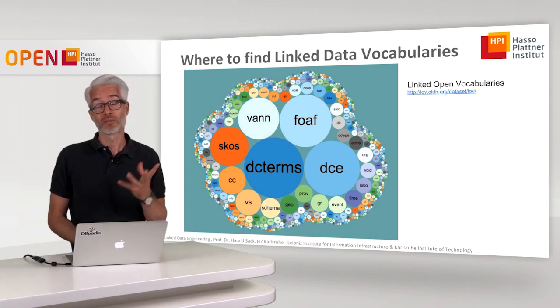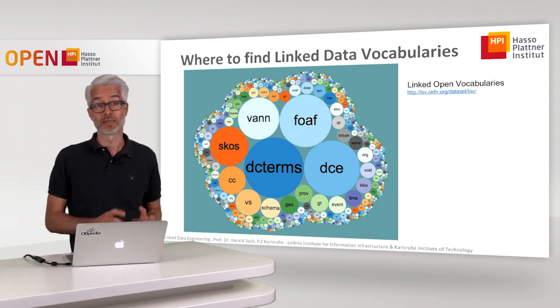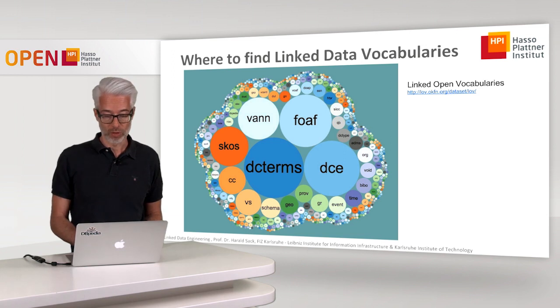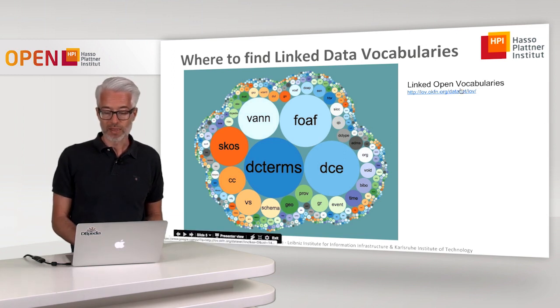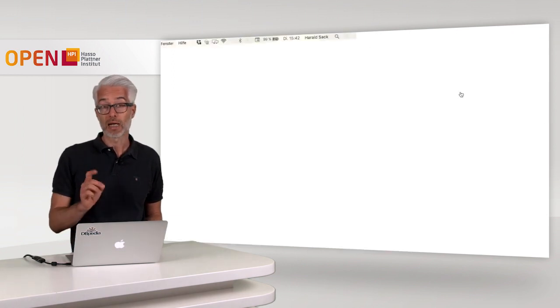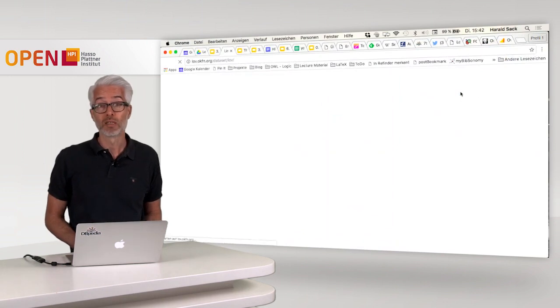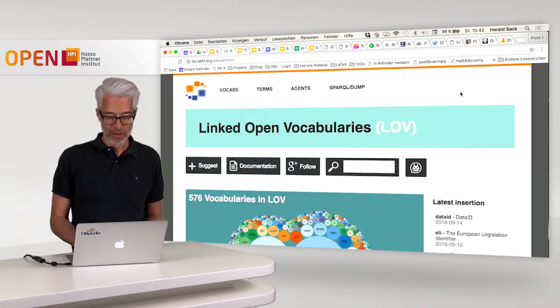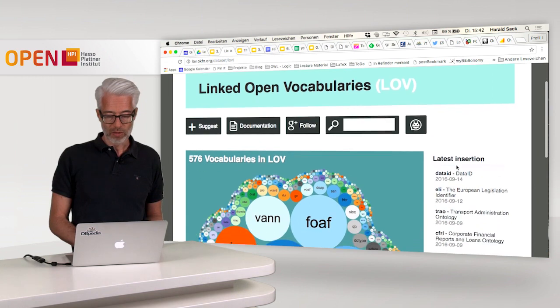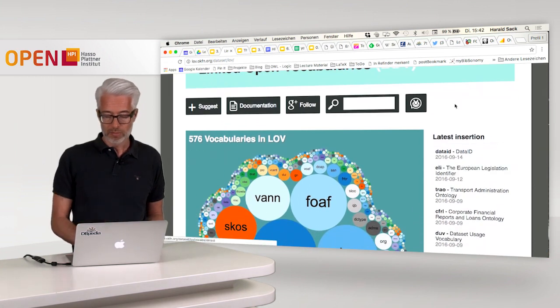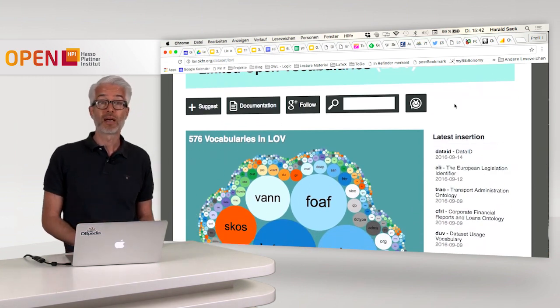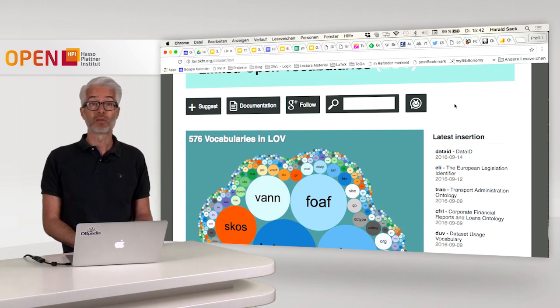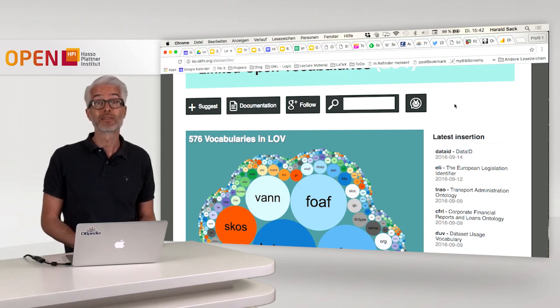So DC Terms, we have also learned about this. This is the Dublin Core vocabulary, is a rather prominent vocabulary, but also the FOAF vocabulary is really prominent. Let's have a look at this website, because this will be the starting point where you will be looking for vocabularies. And you see here, it seems not to be such a big number. There are 576 vocabularies in Linked Open Vocabularies listed.